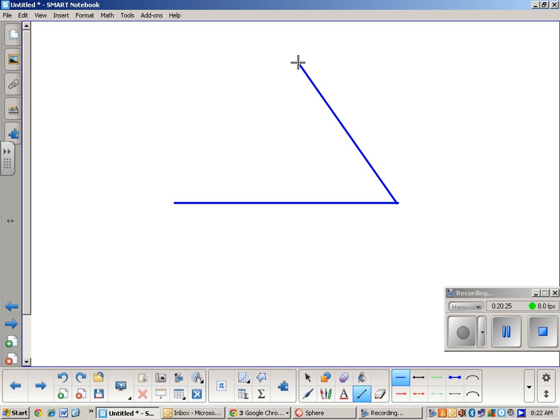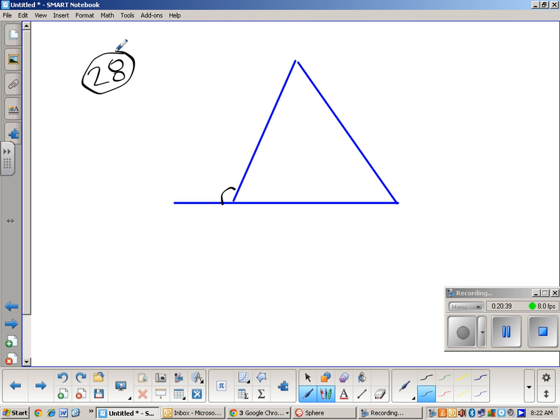Something like this. Did they tell me what this outside angle was? 137. Did they tell me this over here? X. Did they say anything else? Yeah, top? What is it? 42. Okay?